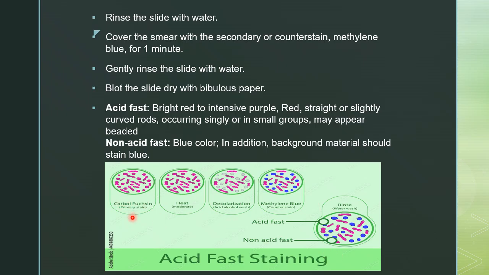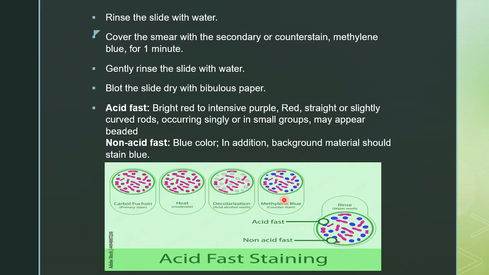See, first when you apply the primary stain, and when you heat, all the cells over here have taken up the primary stain and it has appeared red in color. Okay, see, you're heating, and at this particular stage all are red in color. Then after this, when you're adding decolorizer, what happens? So these red colored ones are acid fast bacteria and they remain as they are because they don't get decolorized. Whereas other bacteria which are non-acid fast, they get decolorized and they appear colorless.